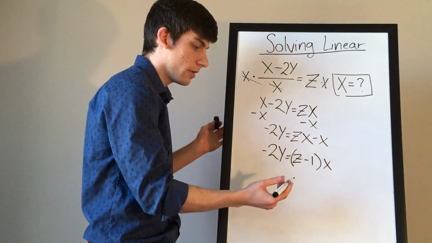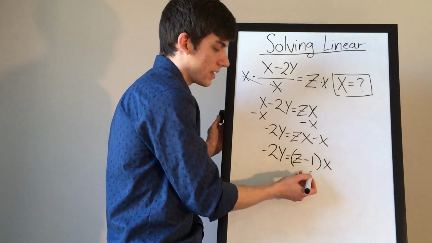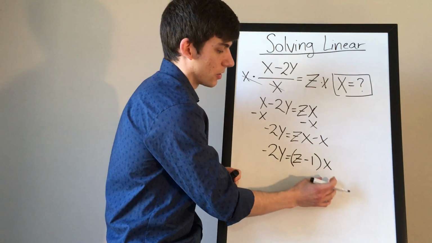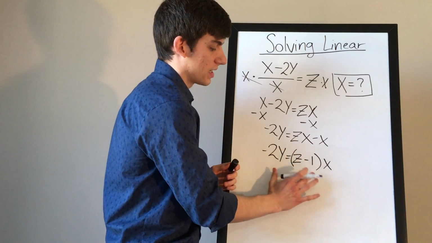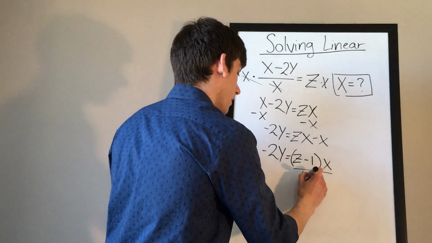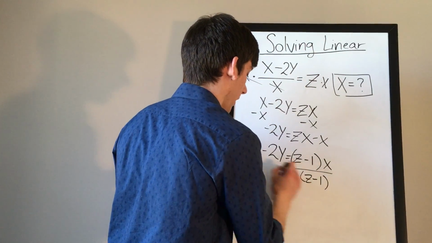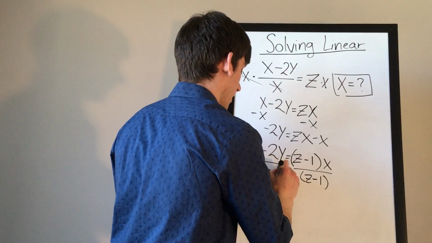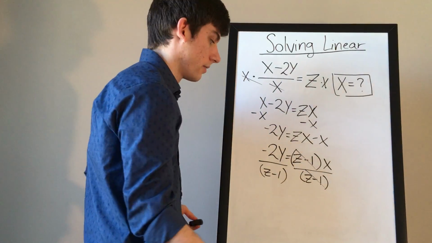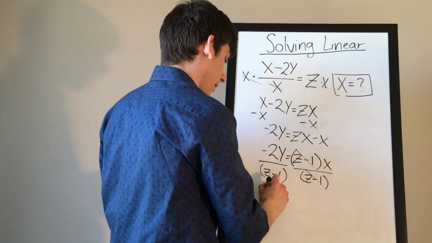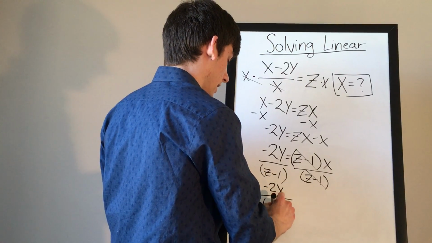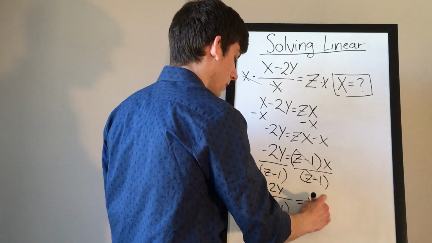Because now, all you have to do is divide both sides by whatever isn't x. So let's divide both sides by z minus 1. Here it cancels out, and you have just your x left. So that's how you isolate it. In the end, you get that negative 2y over z minus 1 is equal to x.